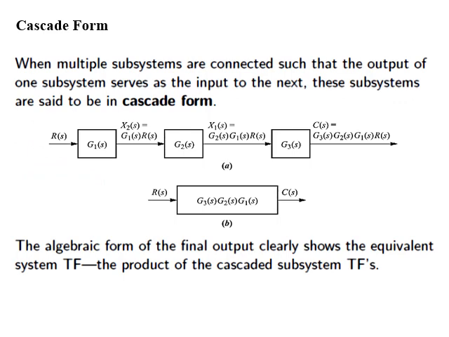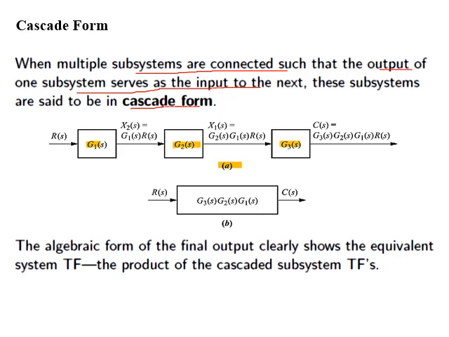Students, now we will study cascade form. When multiple subsystems are connected such that output of one system serves as input to the next, these systems are said to be in cascade form. If you look at the figure, we have three subsystems, G1 of S, G2 of S, and G3 of S.